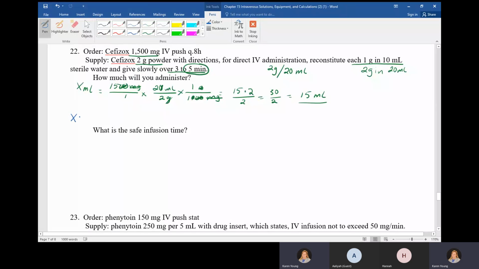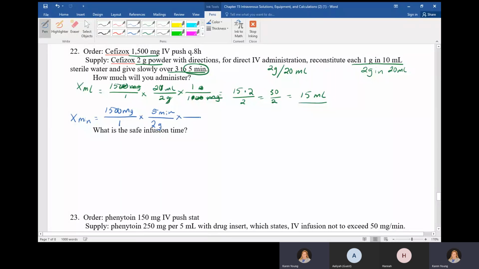Next thing I want to know is my time in minutes. Okay. So I'm still using my 1,500 milligrams over 1. I'm using the 2 grams in 20 milliliters, but it's not 2 grams in 20 milliliters. It's the 2 grams over 5 minutes. Which means I have to have minutes on top. So my 5 minutes is on top. My 2 grams is on bottom because it's 2 grams powder and it's my total over the 5 minutes.